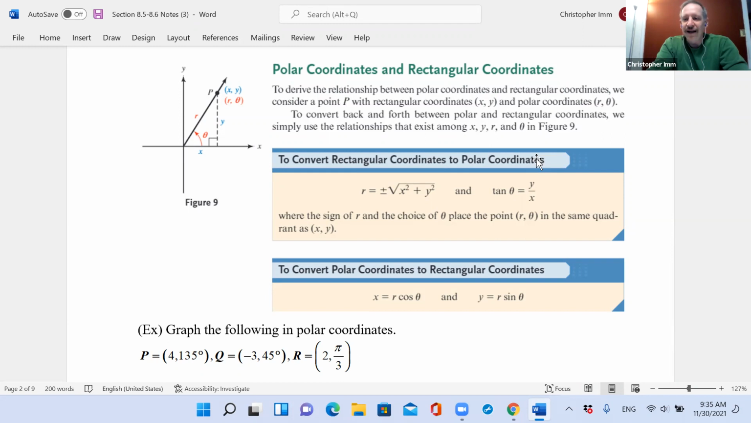And it's just as easy to convert back to rectangular if you have polar. We've been using these a lot for vectors in the past. So our conversions there would be r cosine theta and r sine theta are equal to the x and y coordinates.